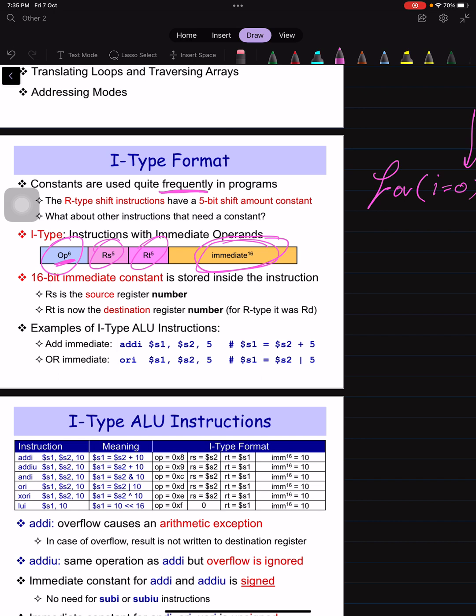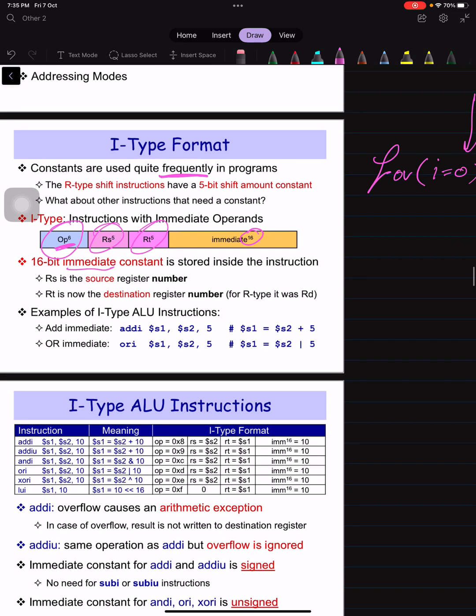That's why the immediate was introduced. So the immediate here has 16 bits reserved for it. Okay, let's see. A 16-bit immediate constant is stored inside the instruction, rs and rs is the source register number.